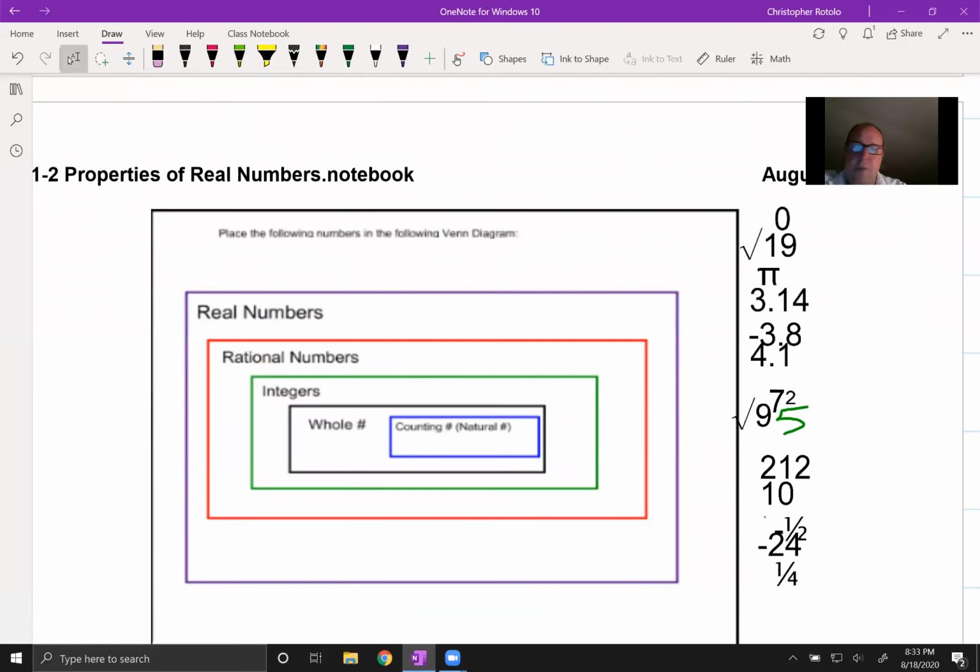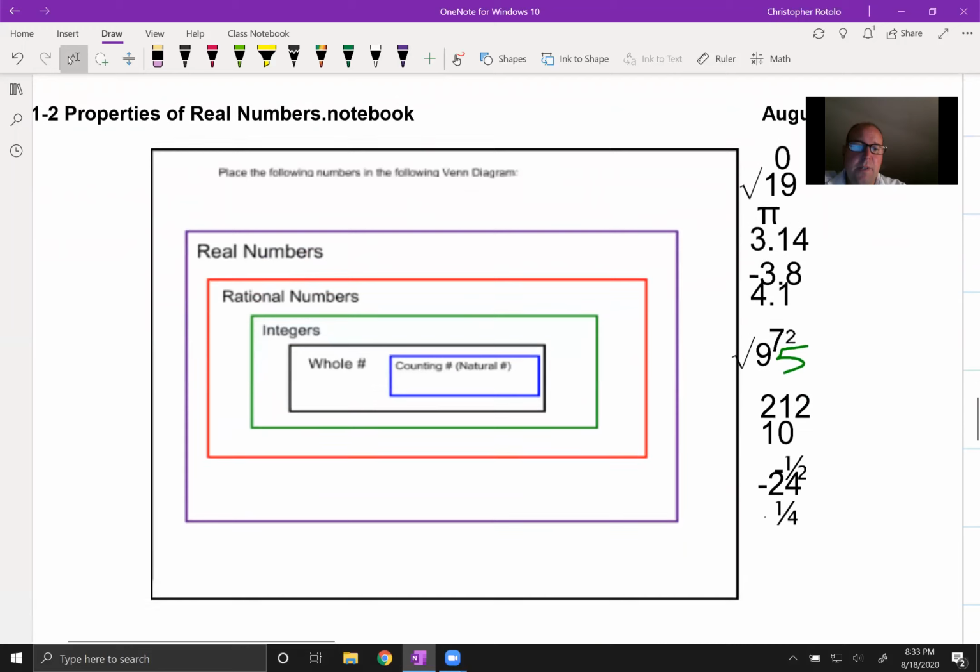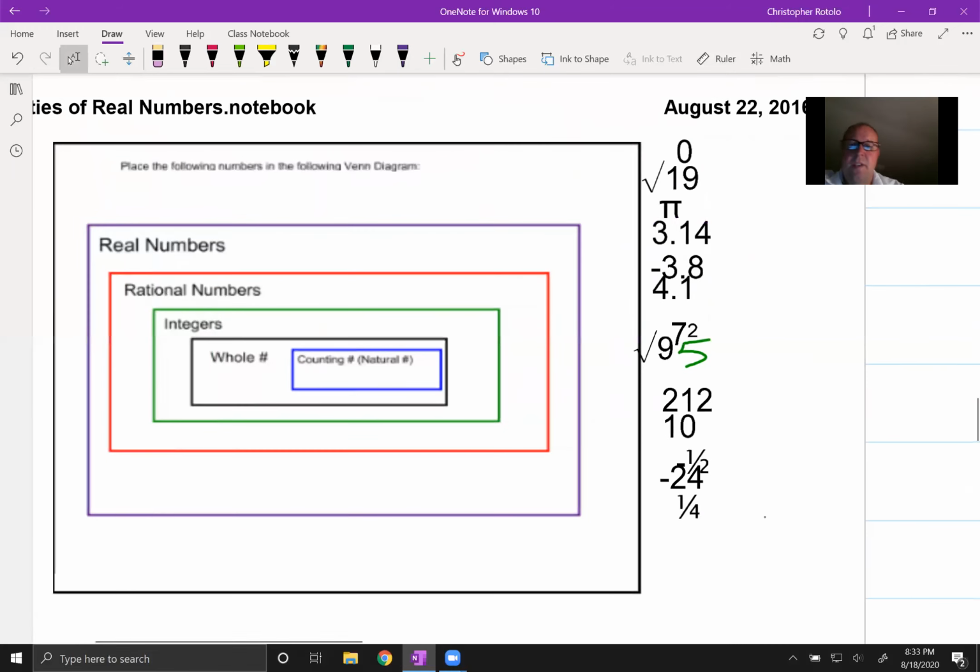All right, so I said we're going to do a quick quiz here. So here it is. Okay, 0, where does it belong? Well, it belongs in your whole numbers, right? The square root of 19, do you know the square root of 19? If you do off the top of your head, I'm super impressed already because I don't know. That makes it irrational. But notice I don't have a place for those. So it actually goes in to our real numbers because it is still a real number, right? Rational and irrationals make up the real numbers.